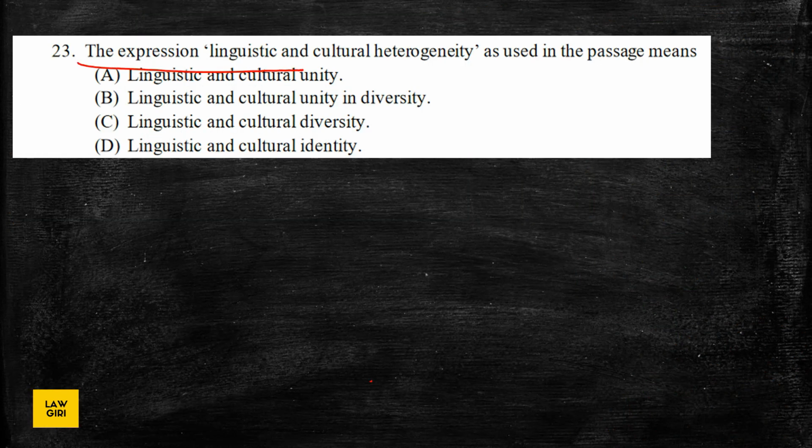Expression, linguistic and cultural heterogeneity. Heterogeneity. When I was solving this passage, you know why I was able to solve this passage? Because I knew the meaning of the words homo and hetero, right?